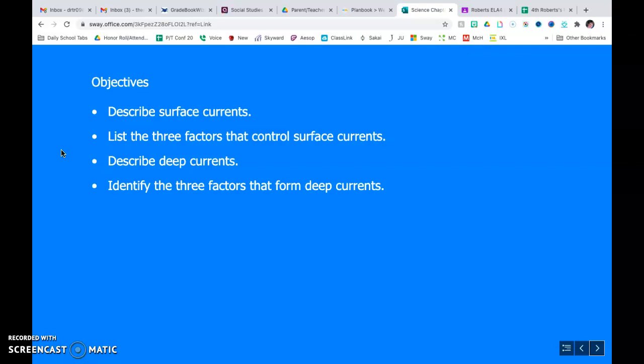You should be able to describe surface currents, list the 3 factors that control surface currents, describe deep currents, and identify the 3 factors that form deep currents.